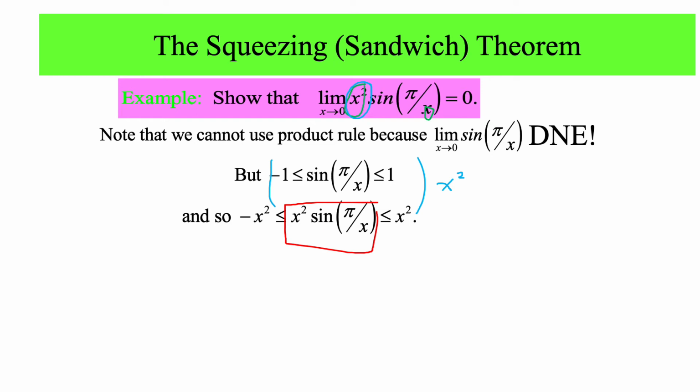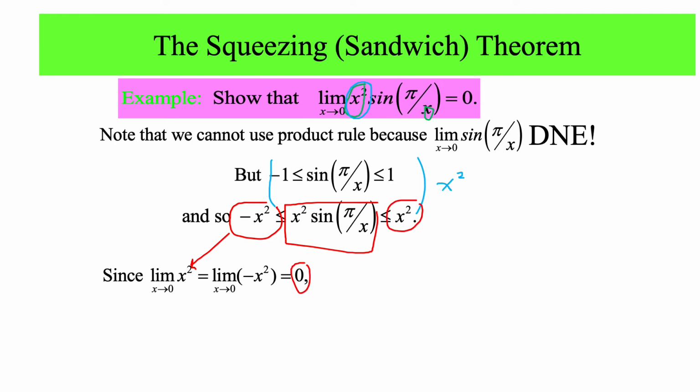Now, if I take the limit for all sides, I will get this limit, which we know is 0, and also this limit, we know it's also 0. So we found that our question is now between 0 and 0. That means our question also is 0.